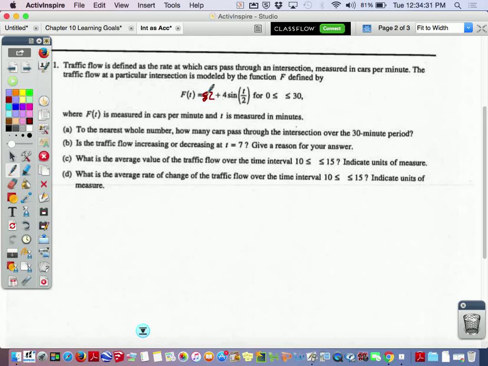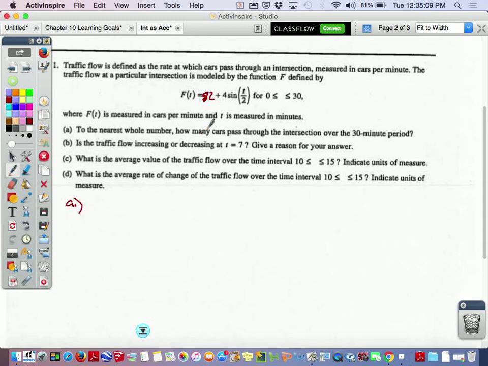So this is a question about a traffic flow rate. So that function is our rate function for this problem. It says traffic flow is defined as the rate at which cars pass through an intersection measured in cars per minute. The traffic flow at a particular intersection is modeled by the function f, defined by f of t equals 82 plus 4 sine of t over 2, where f of t is measured in cars per minute and t is measured in minutes. To the nearest whole number, how many cars pass through the intersection over the 30-minute period?